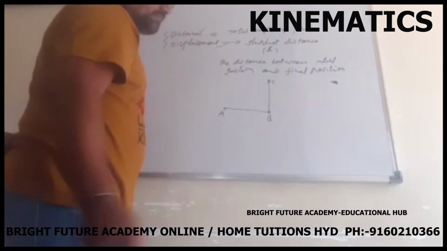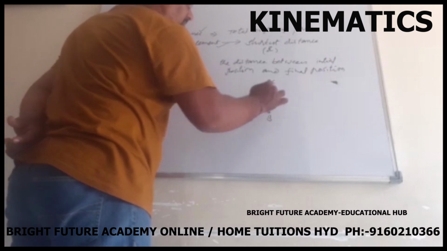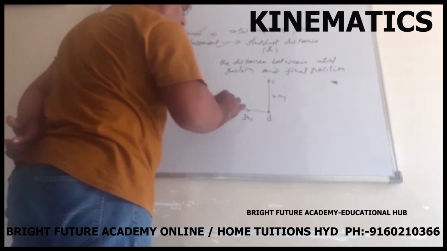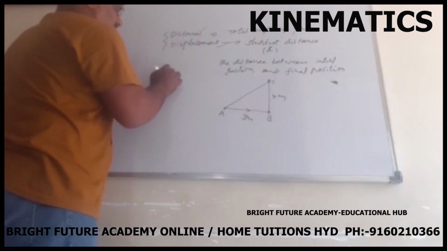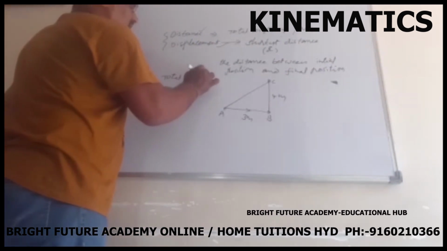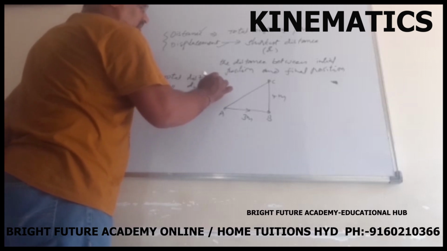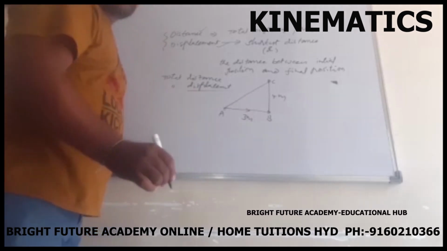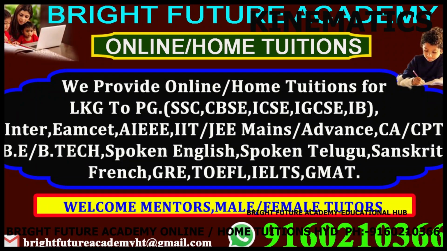Now, a body starts from point A, and it reaches point B, and after that it reaches point C. The distance from point A to B is 3 meters, and B to C is 4 meters. In this case, what is the total distance covered and what is the total displacement? Can you tell me the answer? The total displacement is 5.